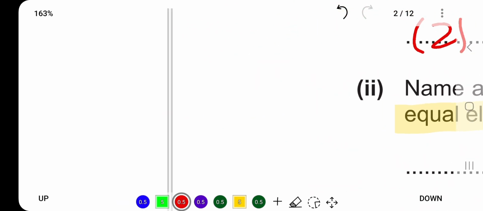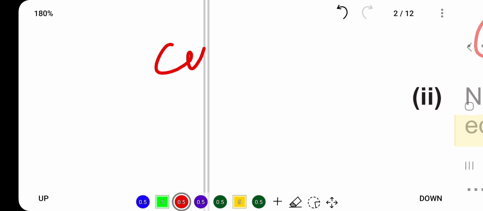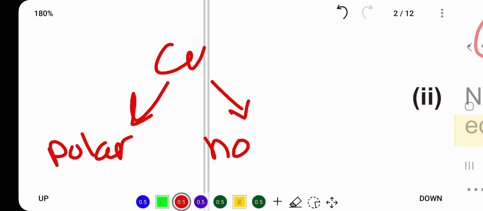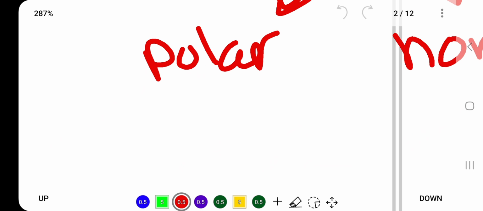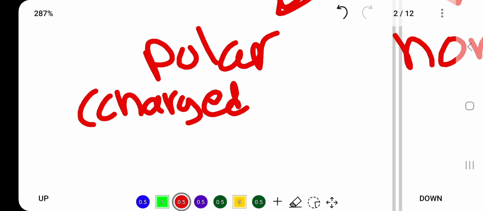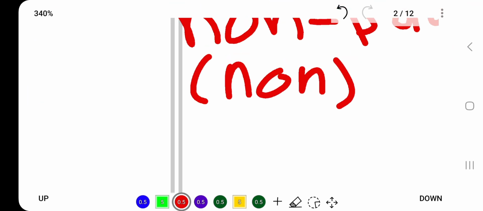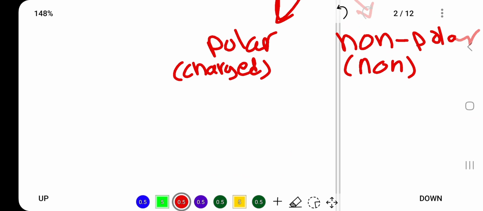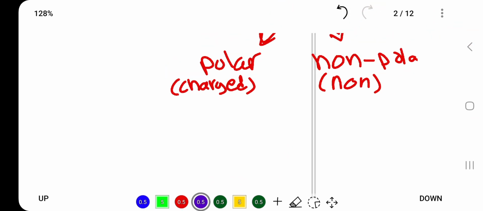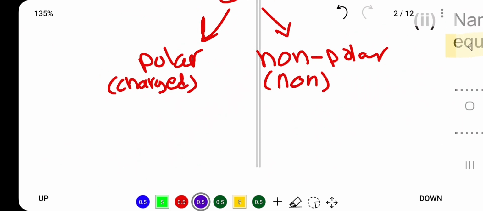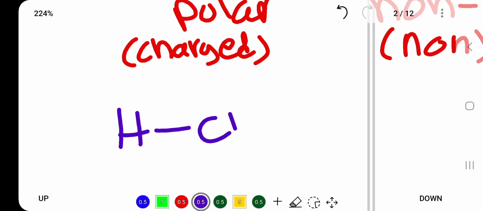First thing, in covalent bonds there are polar and non-polar. And basically the polar are the charged ones, you could say. Charged. Okay. And this is none. And let's say an example of a polar. Now we'll get why. HCl.